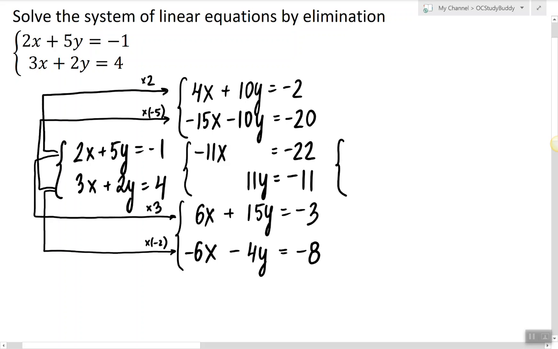And now we can divide the top equation in this system by -11. So x equals 2, and we can divide the bottom equation in the system by 11, and y then is equal to -1. So the solution of this system is 2, -1.